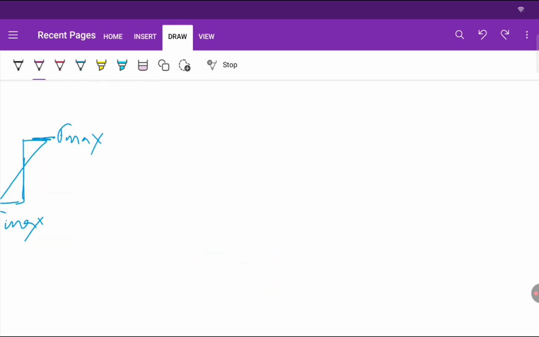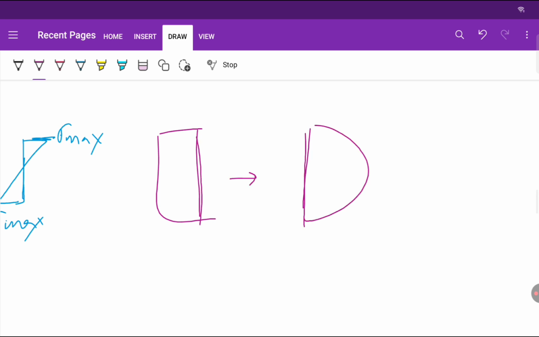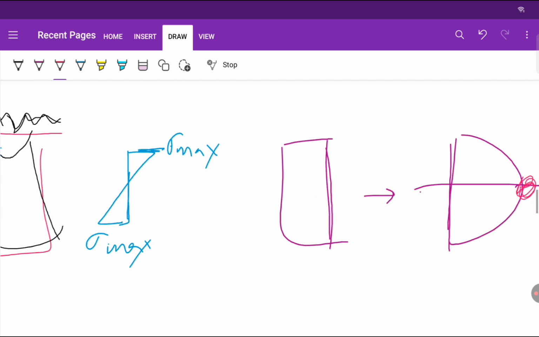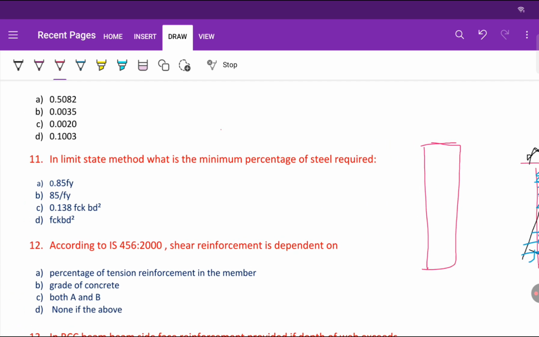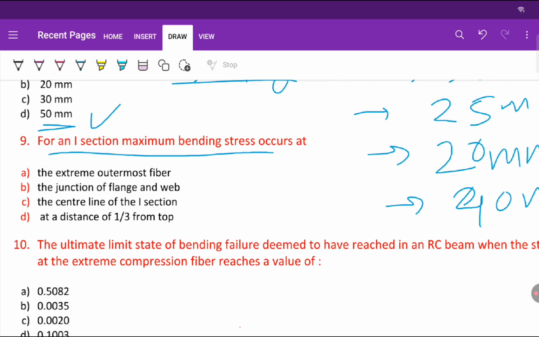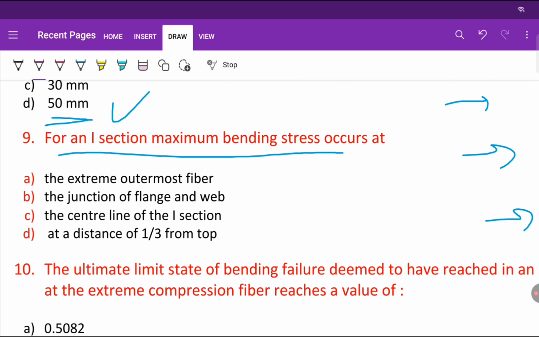If this question is asked for shear stress, then the diagram will be like this. Then the maximum shear stress will be at the neutral axis. Okay, this is the neutral axis, right? So here will be the maximum shear stress, but for bending stress, the maximum bending stress will be at the outer fiber of the beam. The answer is the extreme outermost fiber.